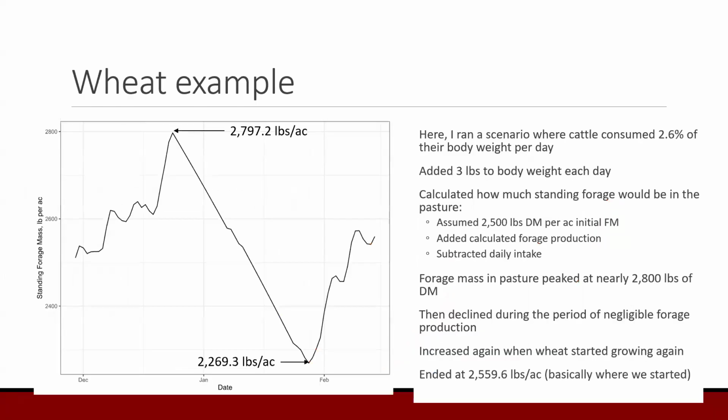Now I kind of added cattle to that hypothetical scenario. So the left is now standing forage mass in pounds per acre, that's our y-axis. There where we had real fast growth rates, this accounts for dry matter intake, assuming these cattle would consume 2.6% of their body weight. Each day I added 3 pounds to their body weight to account for these animals growing.